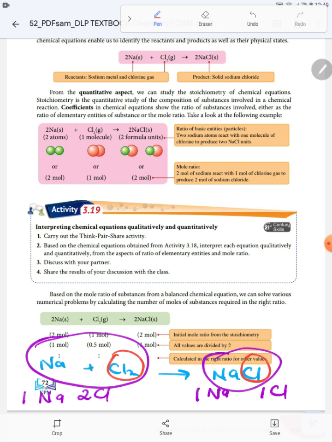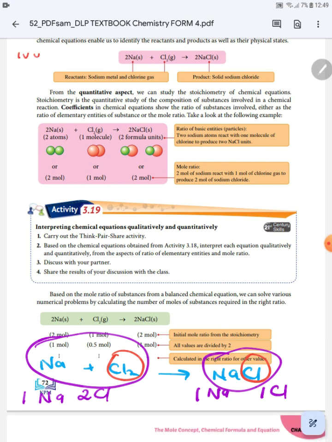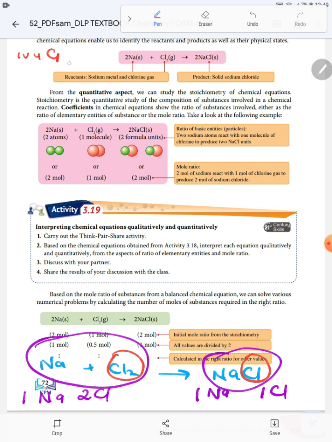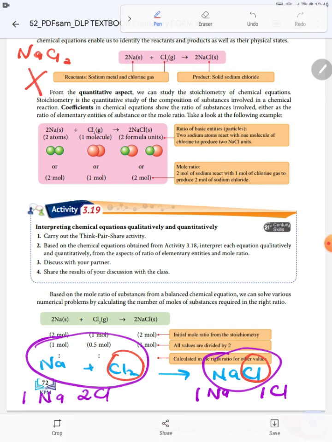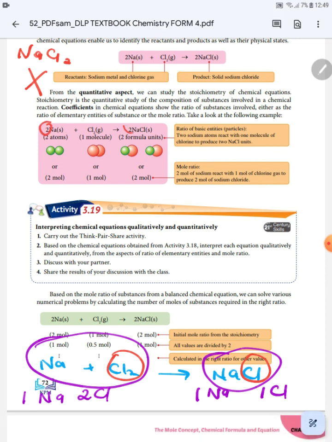Nak balancekan equation, you kena tambah di depan. You tak boleh tambah dekat sini. Katakan you nak tambah NaCl2. You tak boleh ubah dia punya formula. Jangan sesekali ubah formula. Itu akan jadi salah. Kita nak balancekan chemical equation, kita perlu tambah stoichiometry. Stoichiometry is the number in front the formula.